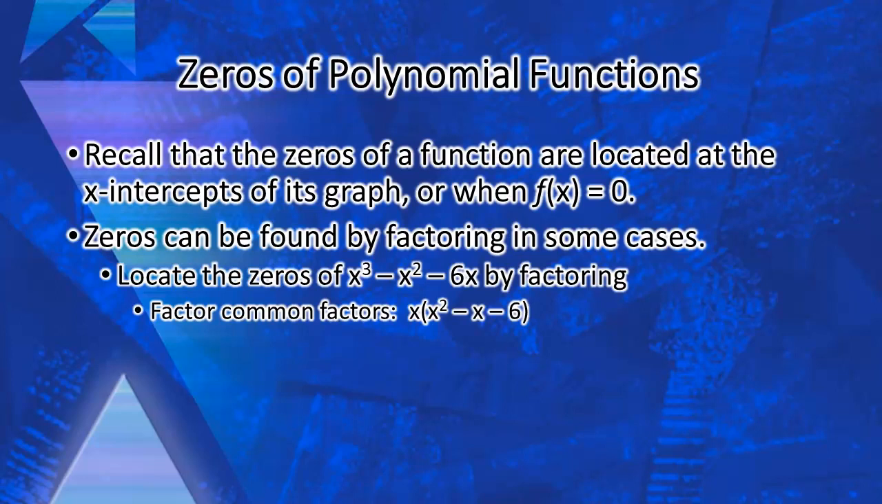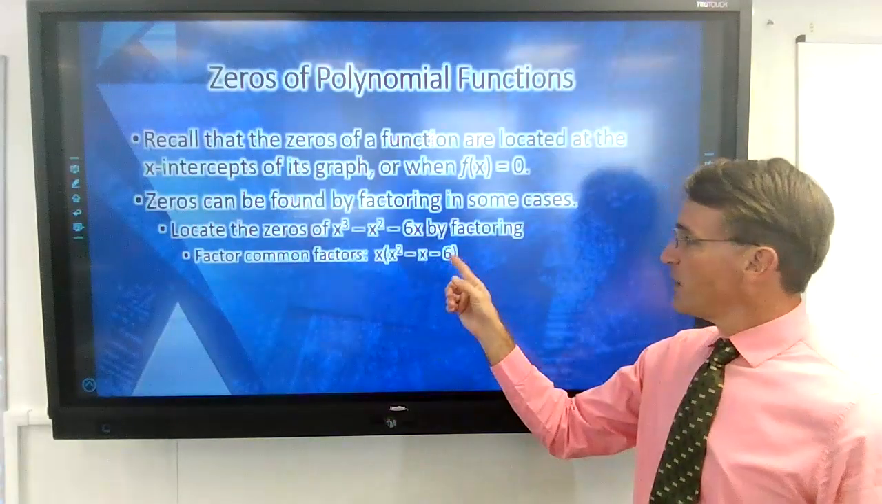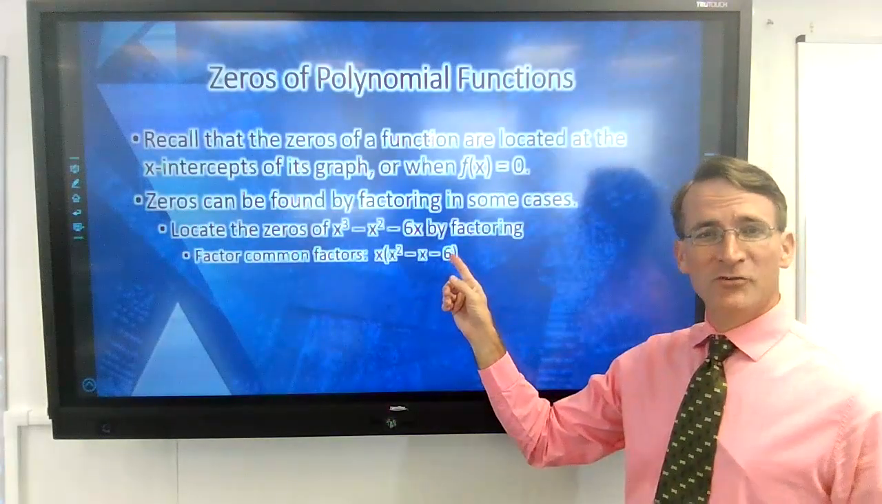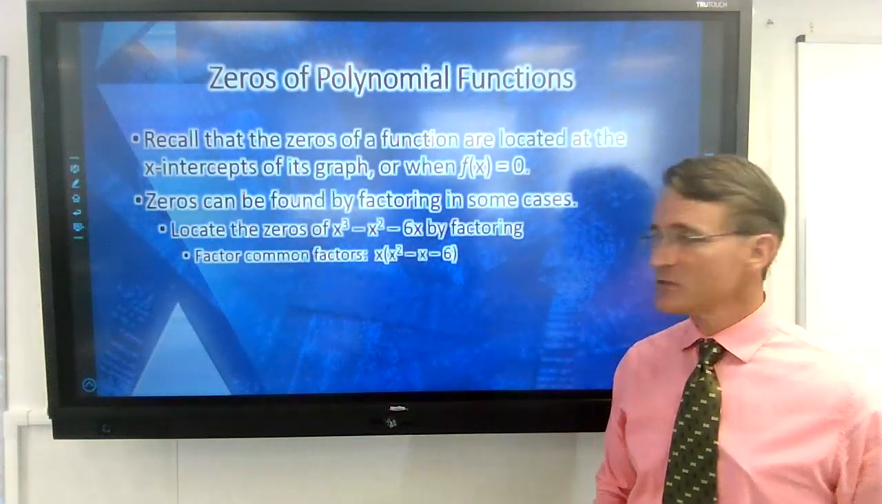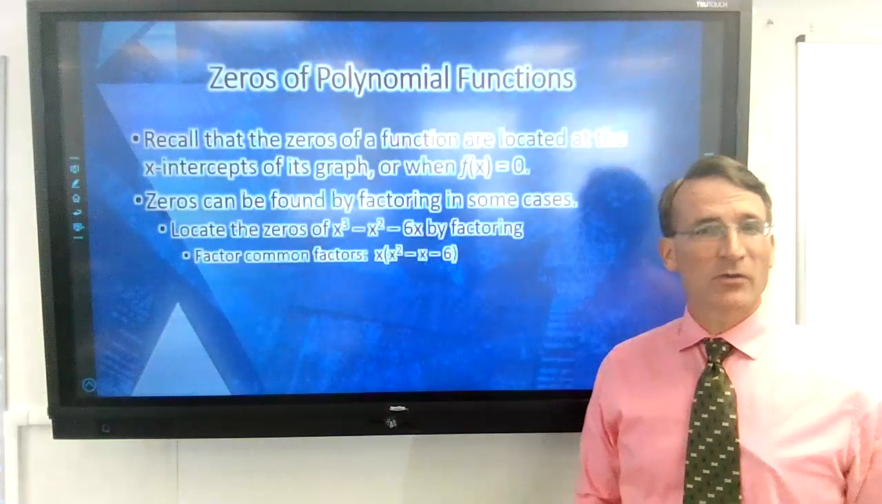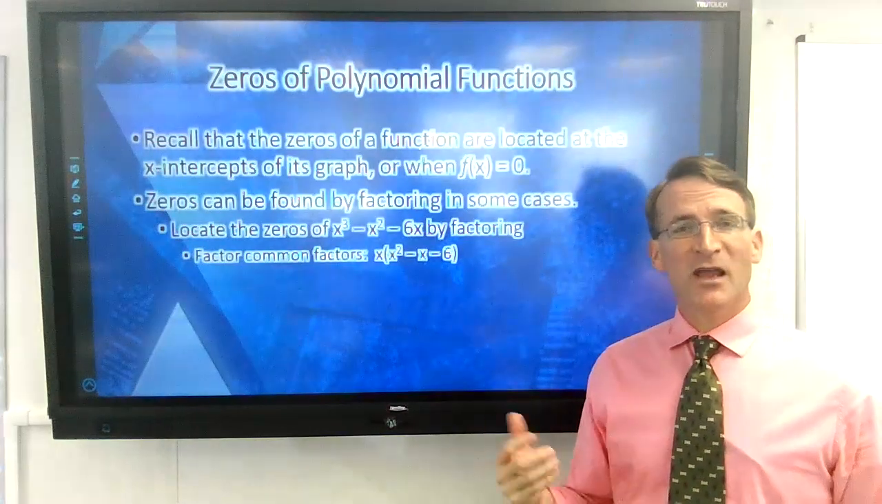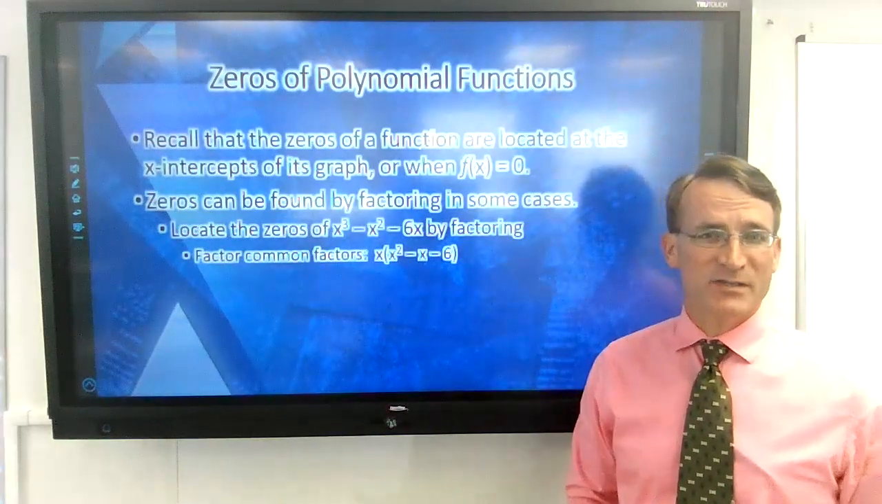Now what I'm going to do is try to do the reverse FOIL method on this x squared minus x minus 6 piece. I look at my last term, it's a negative. That tells me I'm going to have a positive and a negative as the two signs inside my binomials. Factors of x squared are only x and x. So that means I'm going to have an x plus something and an x minus something.